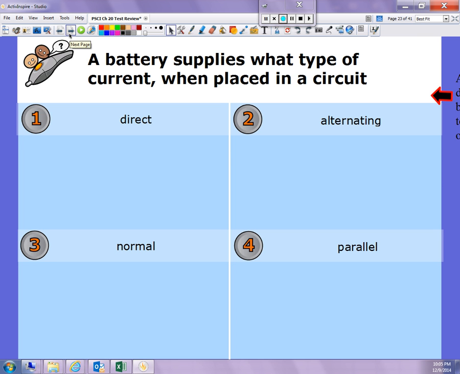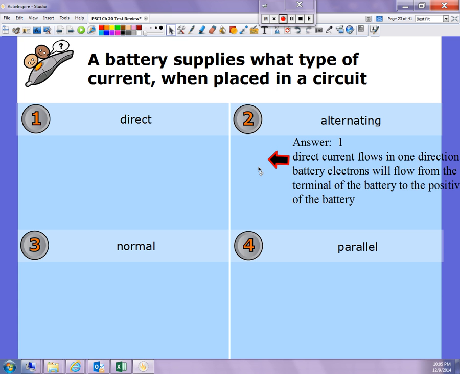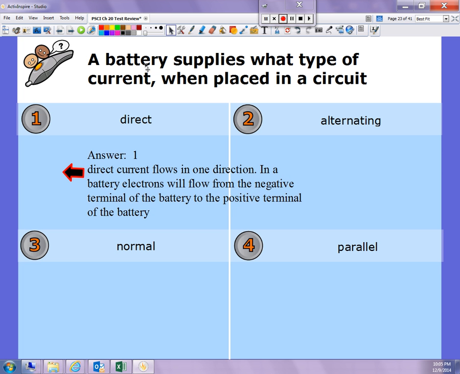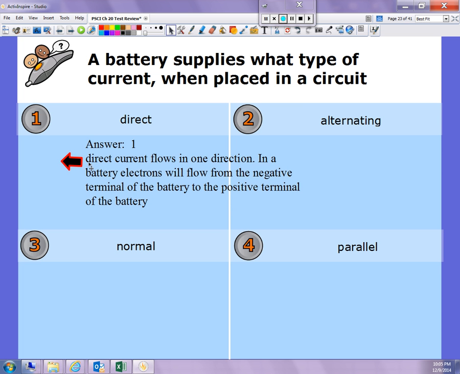Okay, next, a battery supplies what type of current when placed in a circuit? 1, direct, 2, alternating, 3, normal, 4, parallel. All right, student answer. Last call for answers. All right, the key word here is battery, and we talked about this just a second ago. Battery is direct current. It flows, the electrons will flow from the negative terminal to the positive terminal in one direction.